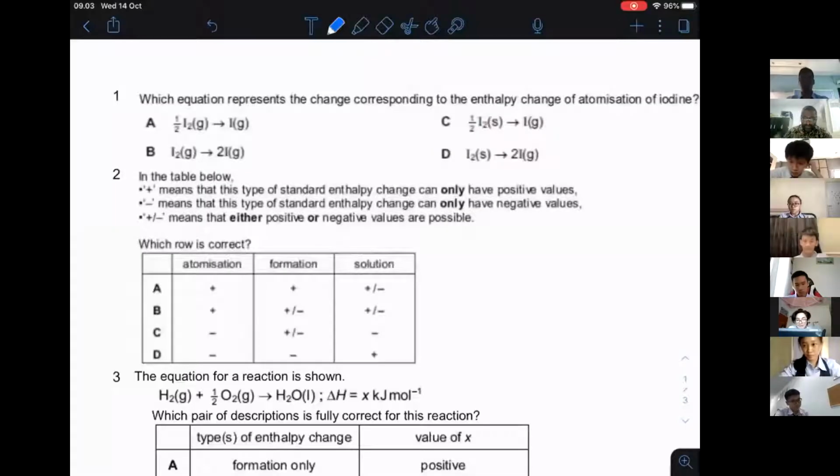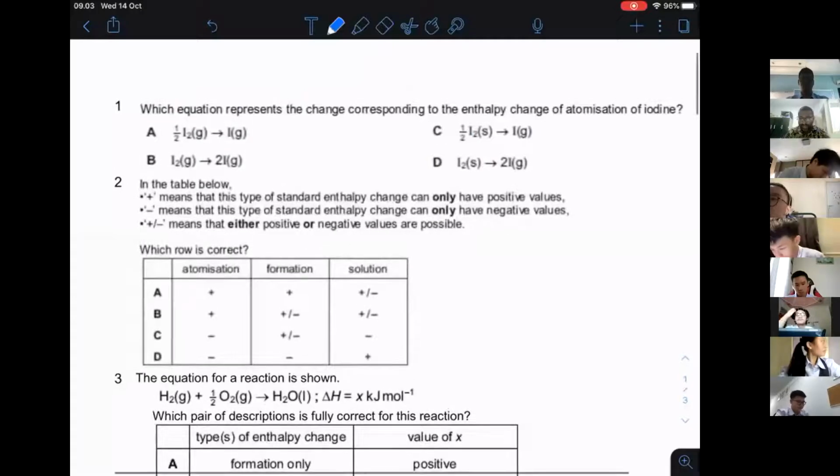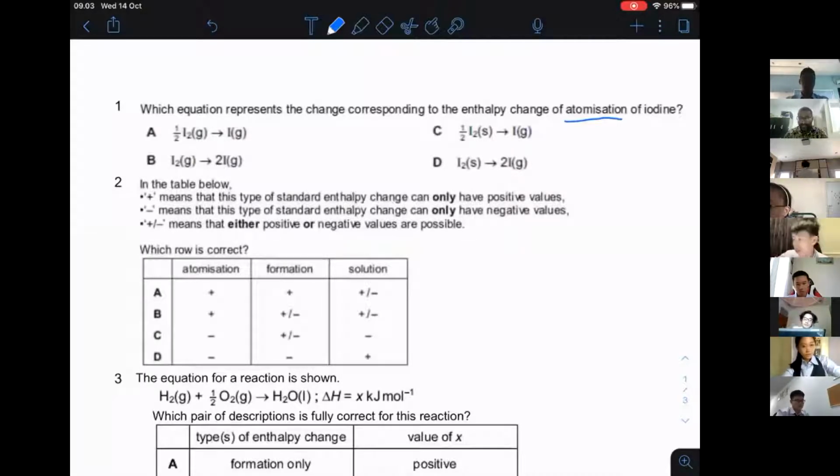Equation represents the change corresponding to the enthalpy change of atomization. So for atomization, Jordan, can you actually tell me what is the definition for enthalpy change of atomization?